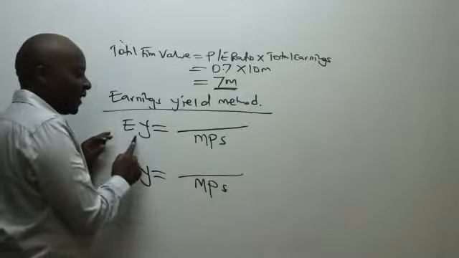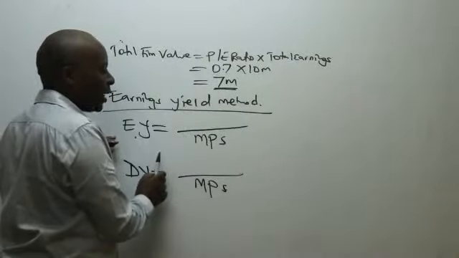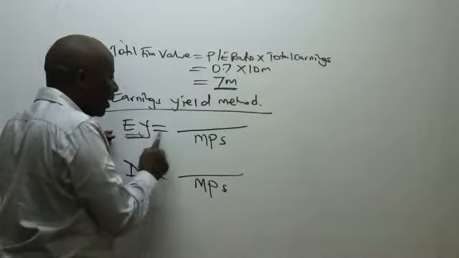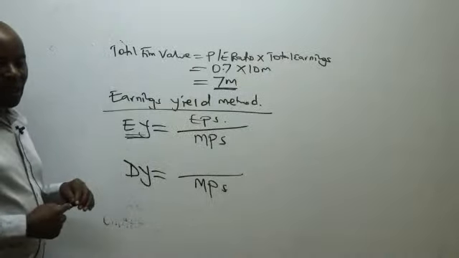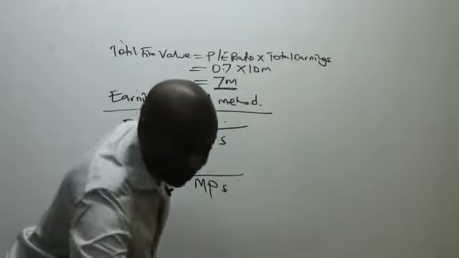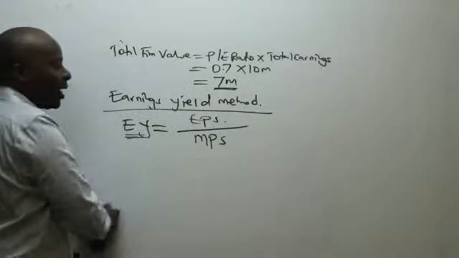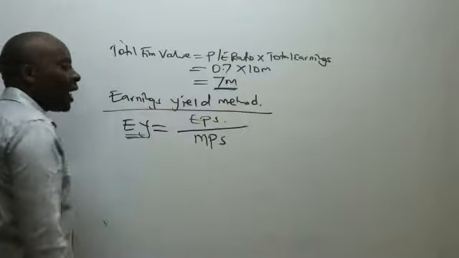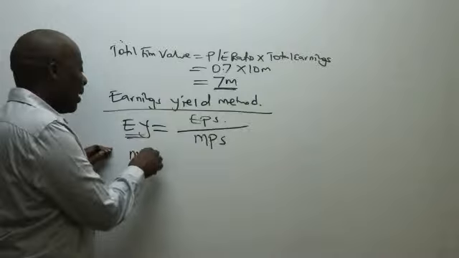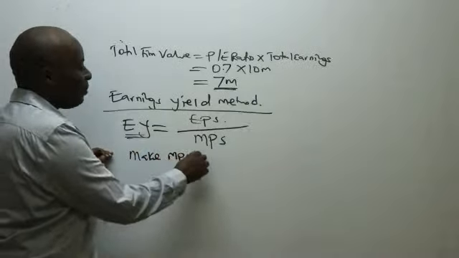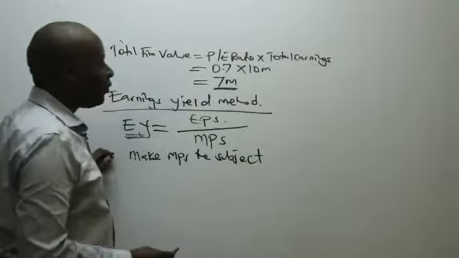When they talk of earnings yield, we know in the denominator we have MPS. But how about the numerator? Because it's an earnings yield, here we shall have what we call EPS. That is the formula for getting earnings yield. And because they would want us to use this earnings yield method to get firm value, then please go ahead and make MPS the subject of the formula.